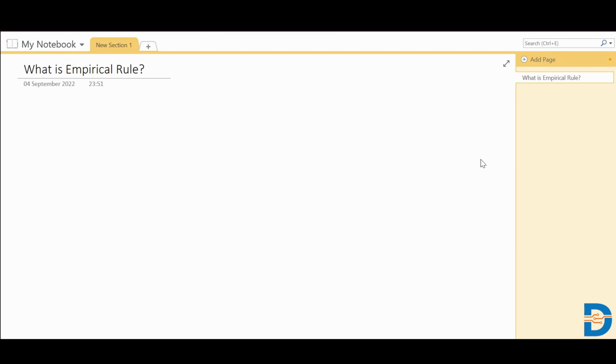We are discussing interview questions on statistics. Today's question is, what is the empirical rule? This is one of the most frequent questions asked in statistics interviews, so let's discuss it. This is a property of the normal distribution, and we also call it the 3 sigma rule. It's an important property of the normal distribution.